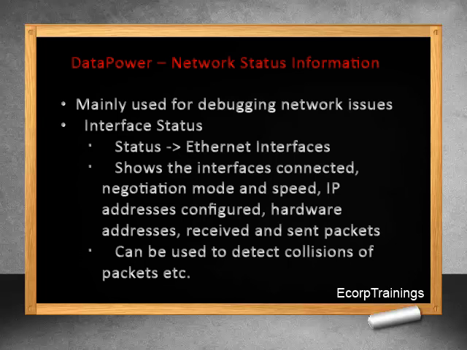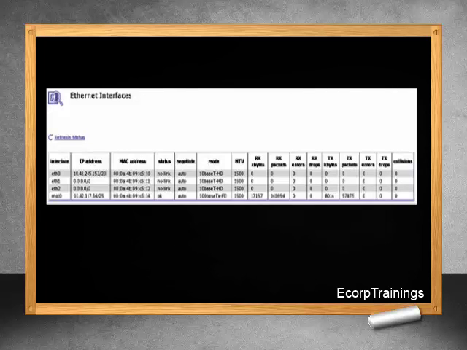As shown here, it is possible at a glance to see which interfaces are physically connected, what negotiation mode and speed they have used, IP addresses configured, hardware addresses, received and sent bytes and packets, and so on. One of the chief uses for the interface status page is to debug network errors. Collisions of packets on the network or even packets being dropped can have a serious effect on the function of the device. This behavior may be related to, for instance, a failure to correctly negotiate network speed.